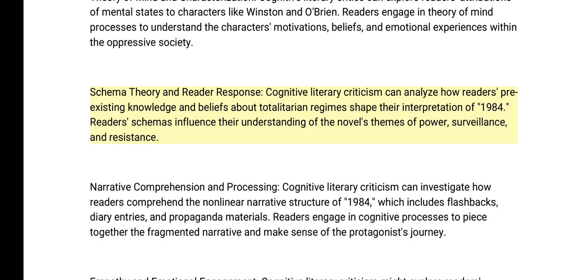Schema theory and reader response. Cognitive literary criticism can analyze how readers' pre-existing knowledge and beliefs about totalitarian regimes shape their interpretation of 1984. Readers' schemas influence their understanding of the novel's themes of power, surveillance, and resistance.